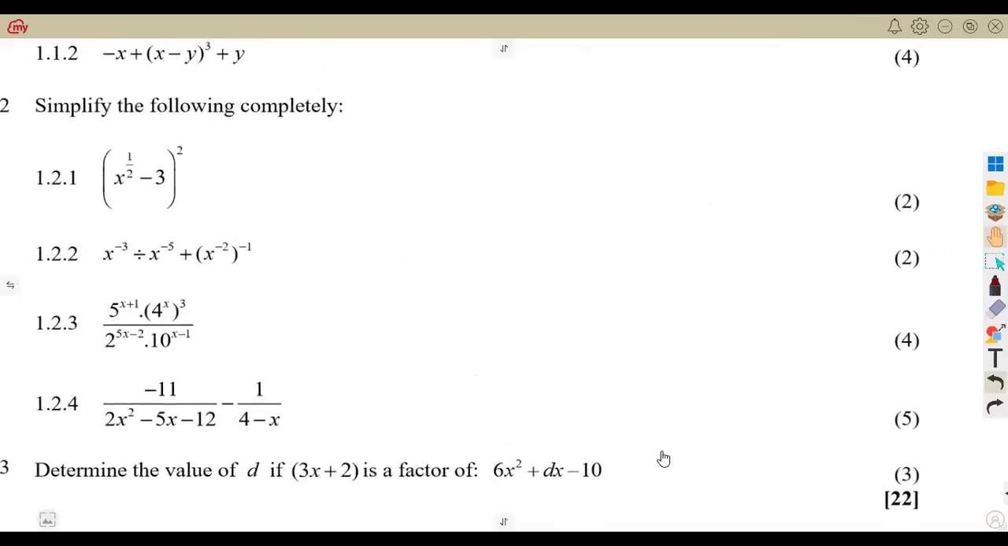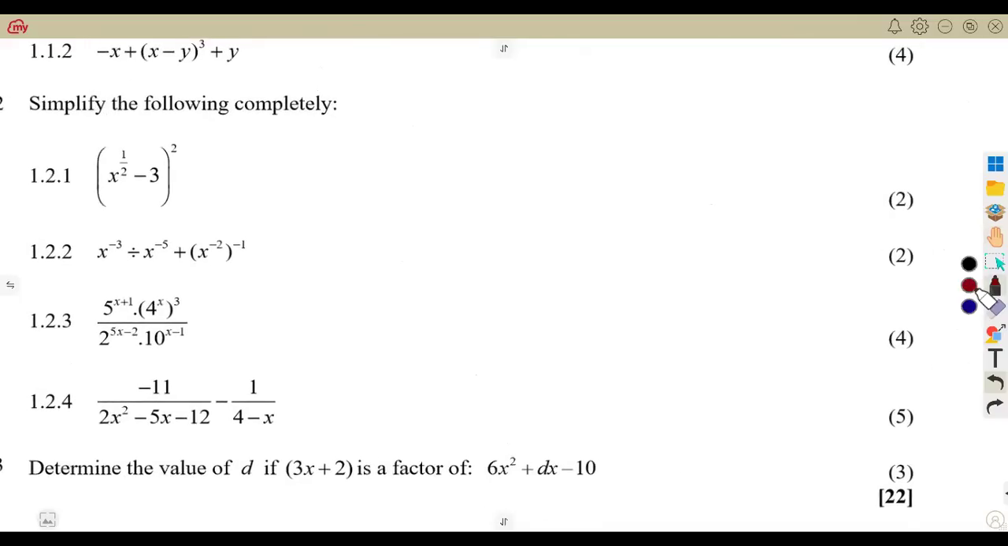If we consider another question, which is 1.24, it is again to simplify. All right, 1.24. There we are given minus 11, everything over 2x squared minus 5x minus 12. Then definitely this we have to factorize.